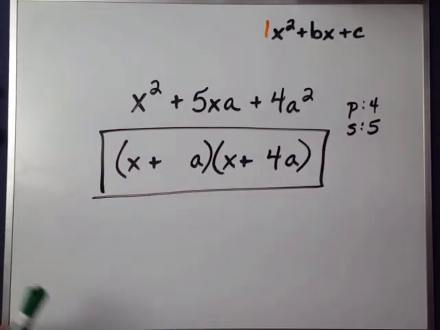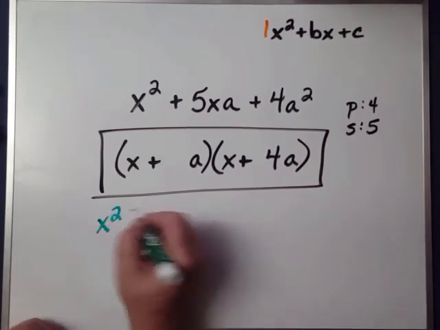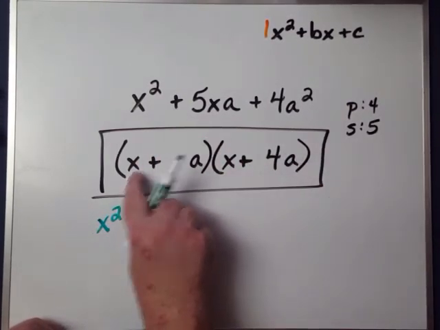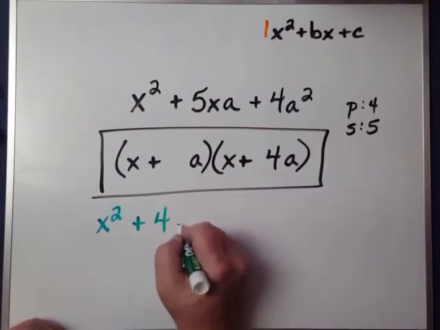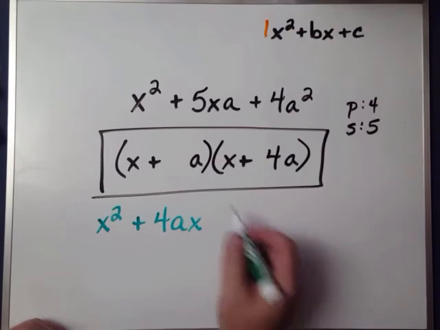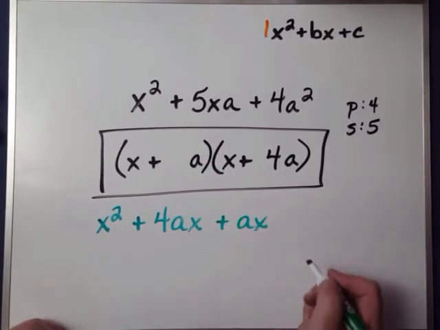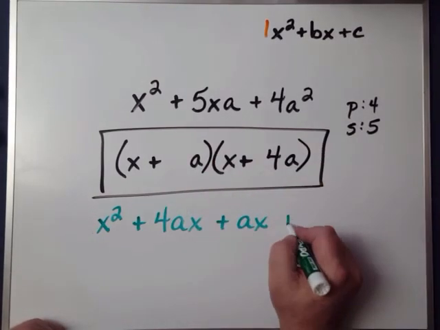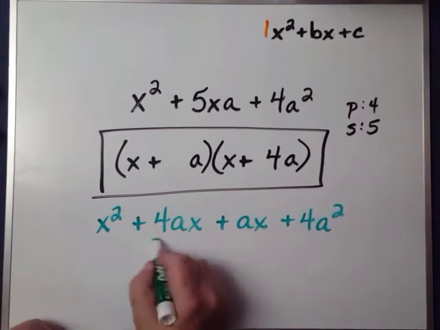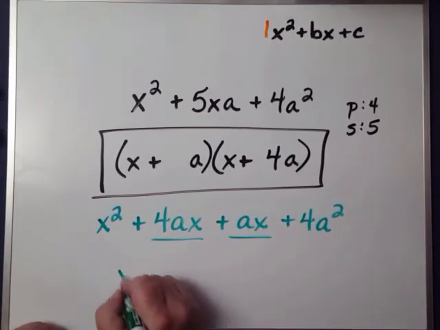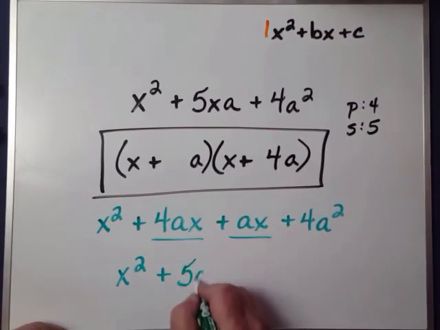The first, x squared. The outside, x times 4a, is plus 4ax. The inside, a times x, is plus ax. Product of the last, plus 4, and a times a squared. Combine like terms. X squared plus 4 of them plus 1 of them is 5 of them.